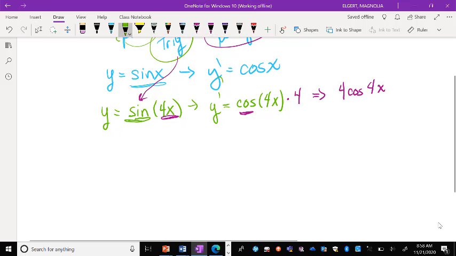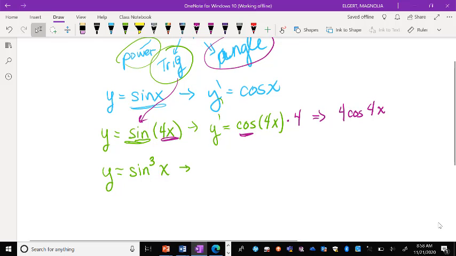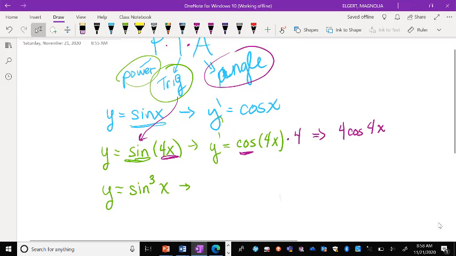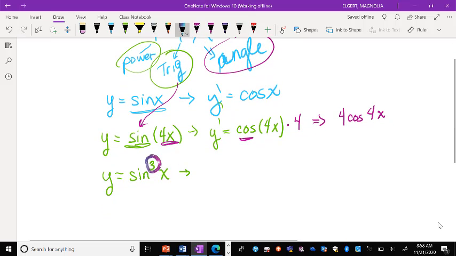Let's try one. I'm just going to use sine for all these. It works with any of the trig functions. Let's say we have the sine to the third of x. So again, it's complex because now we're not just sine, we actually have the sine function cubed, not the angle cubed, but the sine function cubed. So we go up here to PTA, so we start with the power. The power is 3. The power rule says you put that in front. So my derivative is going to be 3 sine. We subtract 1 from that power, so that's squared of x.